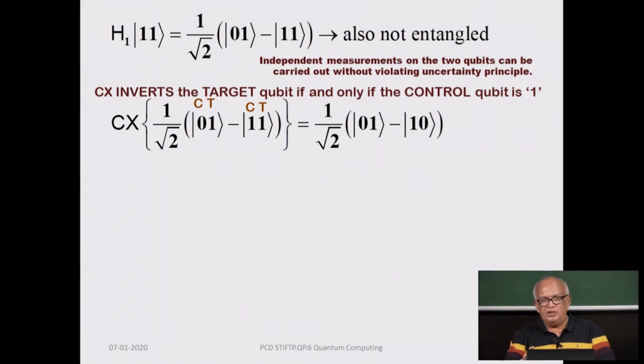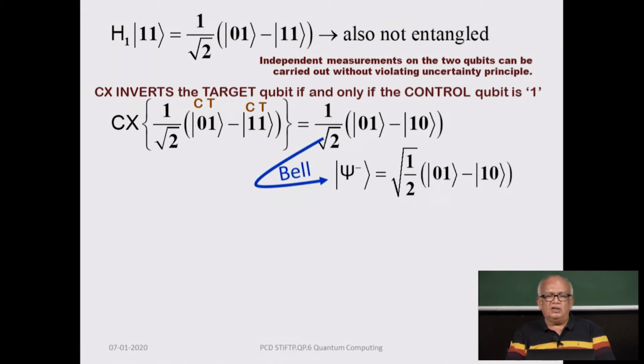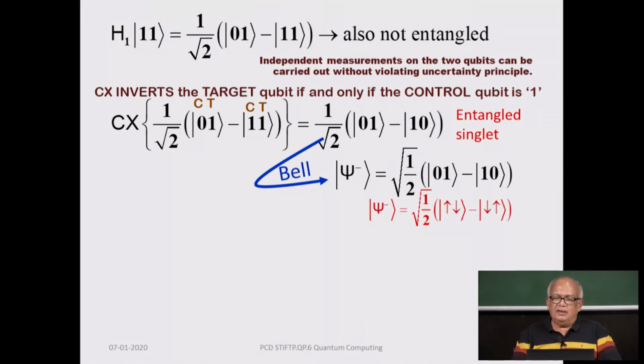So, are you beginning to appreciate the algebra of the control NOT gate now? All right. So, this is what the control NOT gate does, and what you have now got is in fact a Bell state. Okay. This cannot be factored. This is an EPR pair. This cannot be factored. This is the superposition up down minus down up. Okay. This is the Bell state.